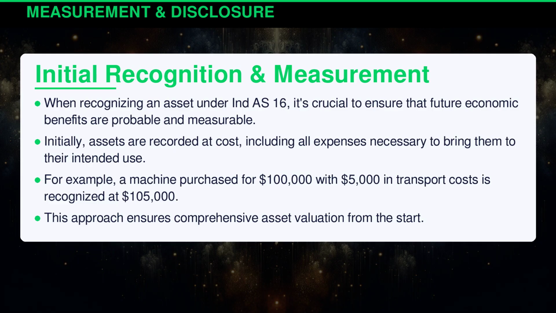When recognizing an asset under Indian Accounting Standard 16, it's crucial to ensure that future economic benefits are probable and measurable. Initially, assets are recorded at cost, including all expenses necessary to bring them to their intended use. For example, a machine purchased for $100,000 with $5,000 in transport costs is recognized at $105,000. This approach ensures comprehensive asset valuation from the start.